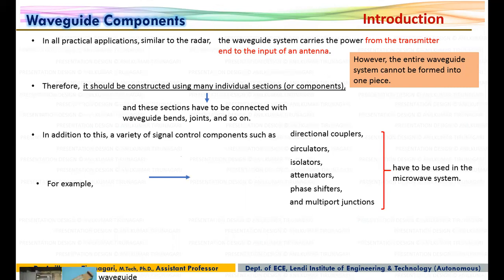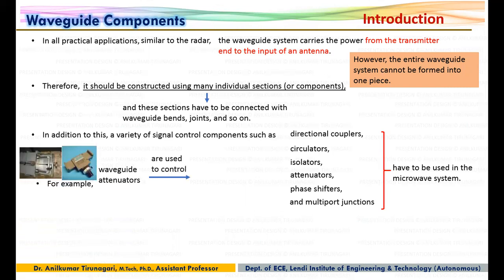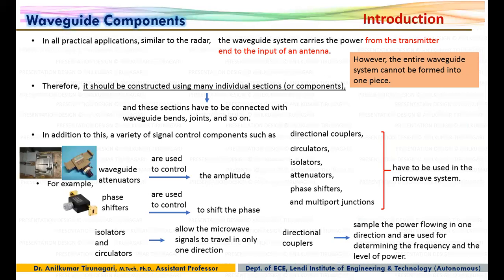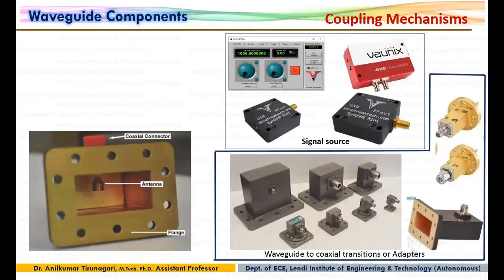For example, the waveguide attenuators are used to control the amplitude of the applied input, and the phase shifters will control the phase of the applied input. So they can shift the phase also. Coming to the isolators and circulators, these are used to allow the microwave signals to travel in only one direction. And the directional couplers will sample the power flowing in one direction and are used for determining the frequency and the level of power.